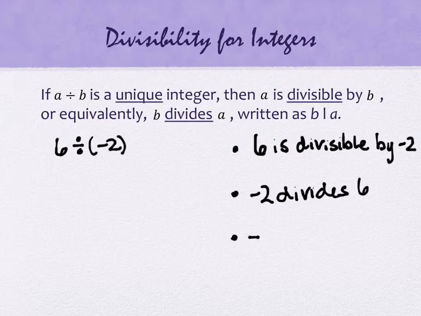And notationally, we talked about that being this vertical bar. Negative 2 divides 6 like that. So this is all just rehashing what we already know, but applying it in the context of integers.